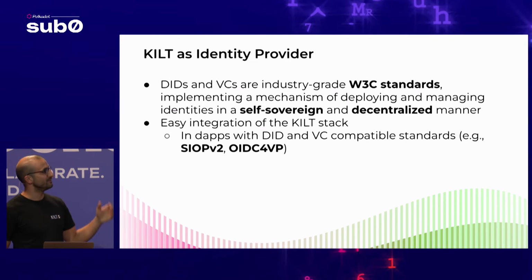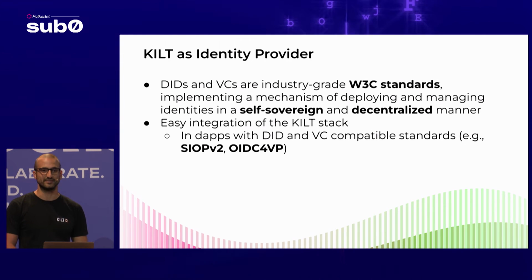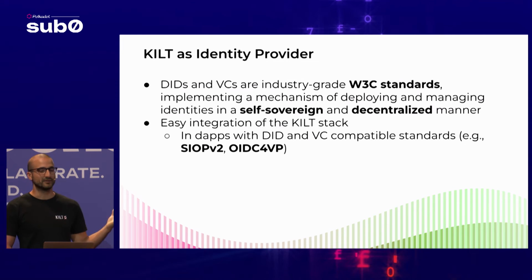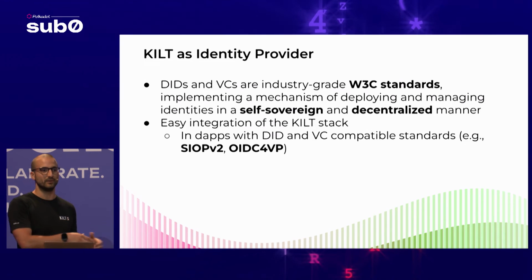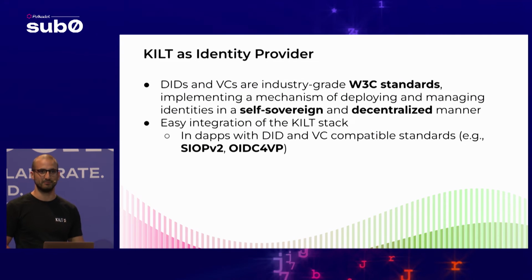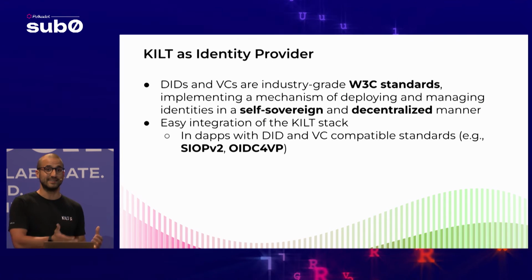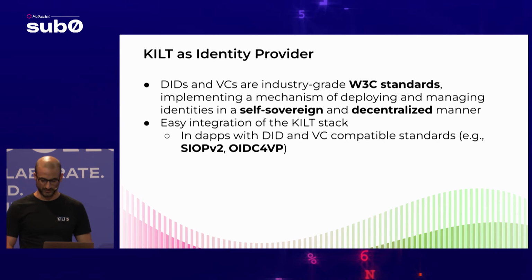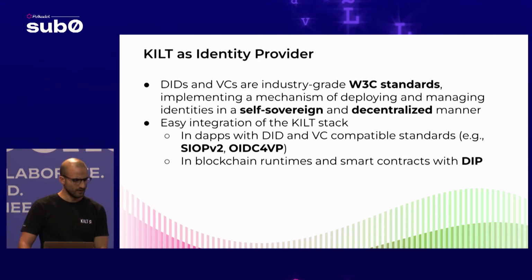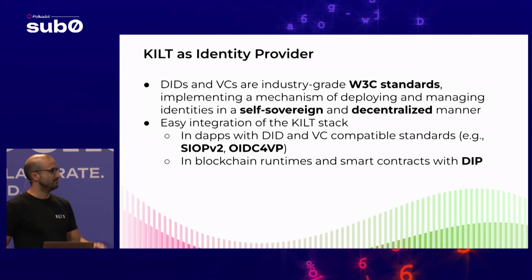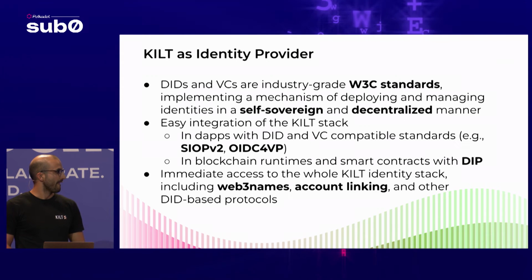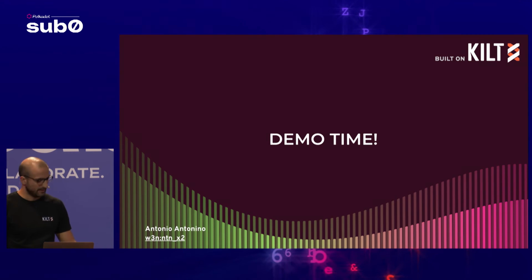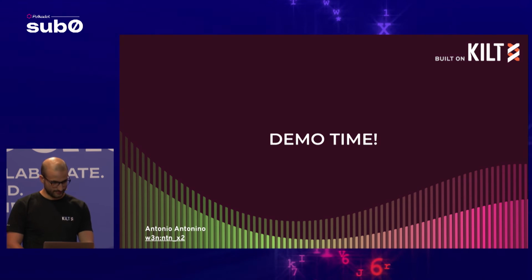Yeah, so there are a few standards which natively support DIDs, for instance, SIOP2 and OIDC. There are ways to basically integrate DIDs into existing OpenID flows. So for Web2 OpenID, which is the de facto authentication protocol, you can now use a DID, a KILT DID, to log in into those flows, basically out of the box. And also now in blockchain runtimes and smart contracts with the DIP protocol. And yeah, I'd like to give a quick demo if time allows.